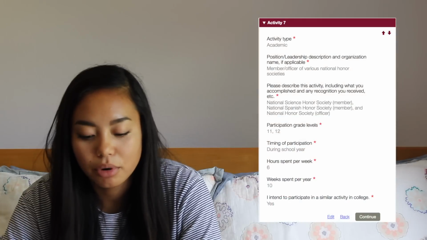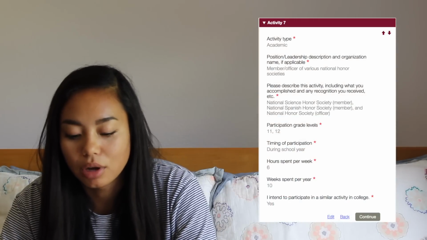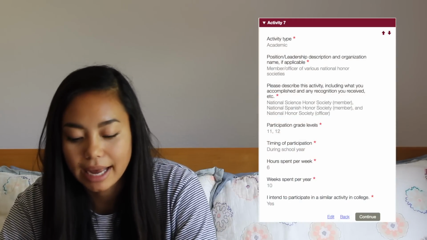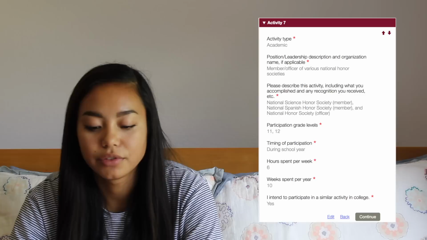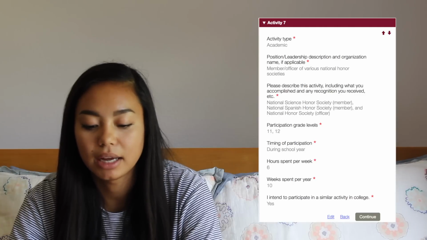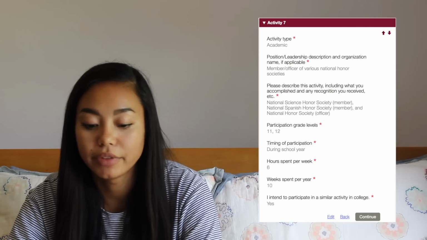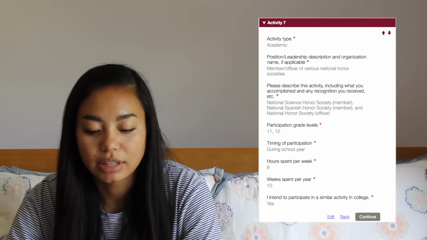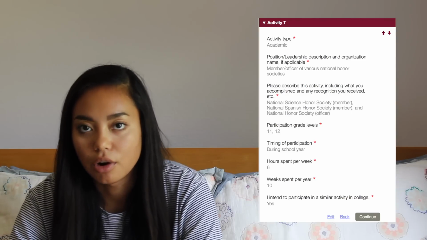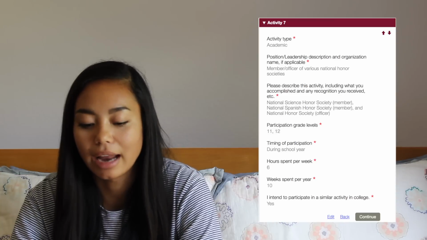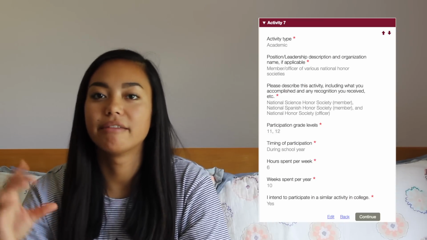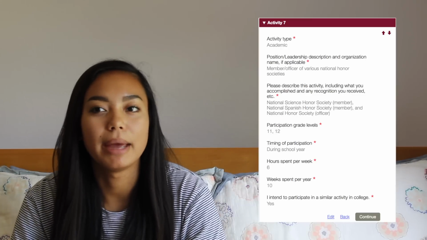Because they were less important, as you can see in this one, I grouped a lot of them together. So this activity type was academic, and these were just all the National Honor Societies that I was a part of, and I just put a member/officer of various National Honor Societies because I wasn't an officer in all of them. So I just put National Science, Spanish, and then the regular Honor Society. When I described it, I didn't really have enough room to put what I did in each, and I chose to group them together instead of giving them their own separate one, because again, I didn't have enough room, and none of them were that important to me to make its own separate one.